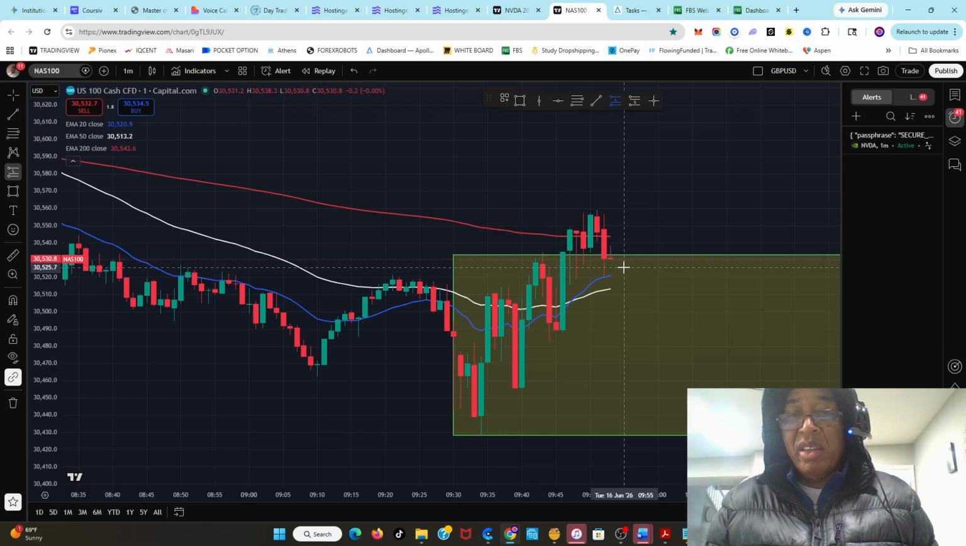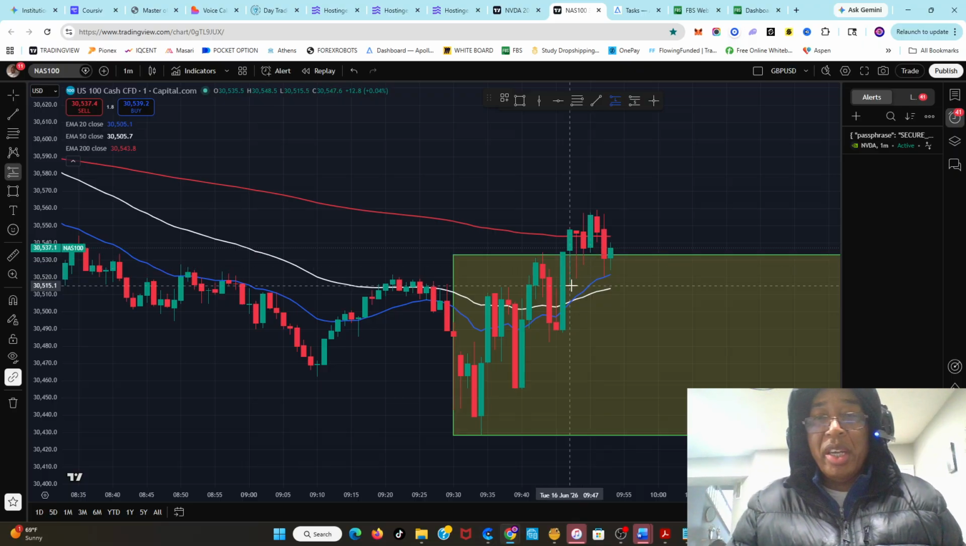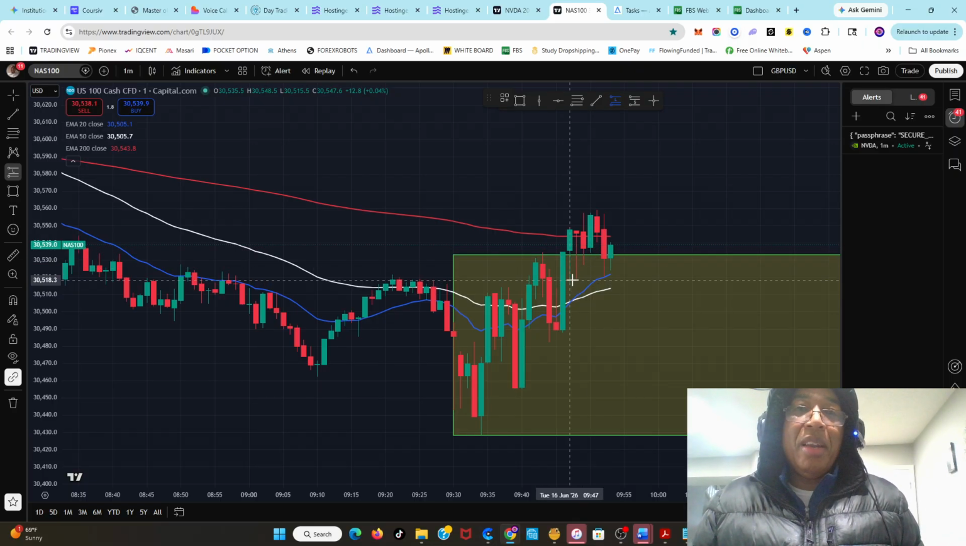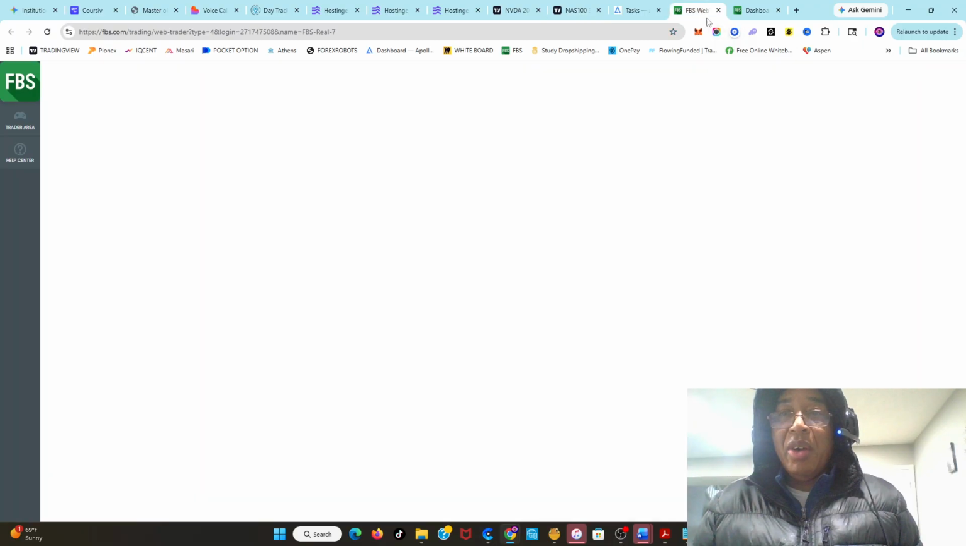Let's see how far that's gonna go. Yeah, you can see it's still coming down here for these stop losses, the liquidity that has been created here. That's what it's doing. So guys, let me put a disclaimer here. Trading is very risky.